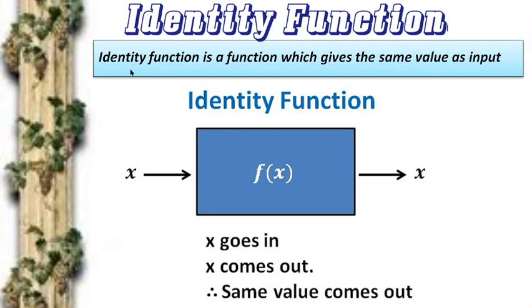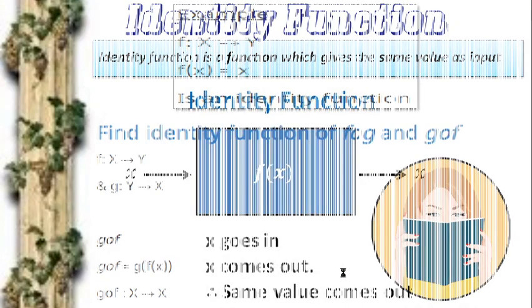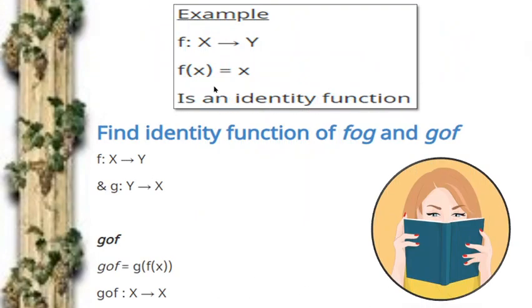Next is identity function. Identity function is a function which gives the same value as input. If we input x, we will get x only as output. X goes in, x comes out. So the same value comes out.